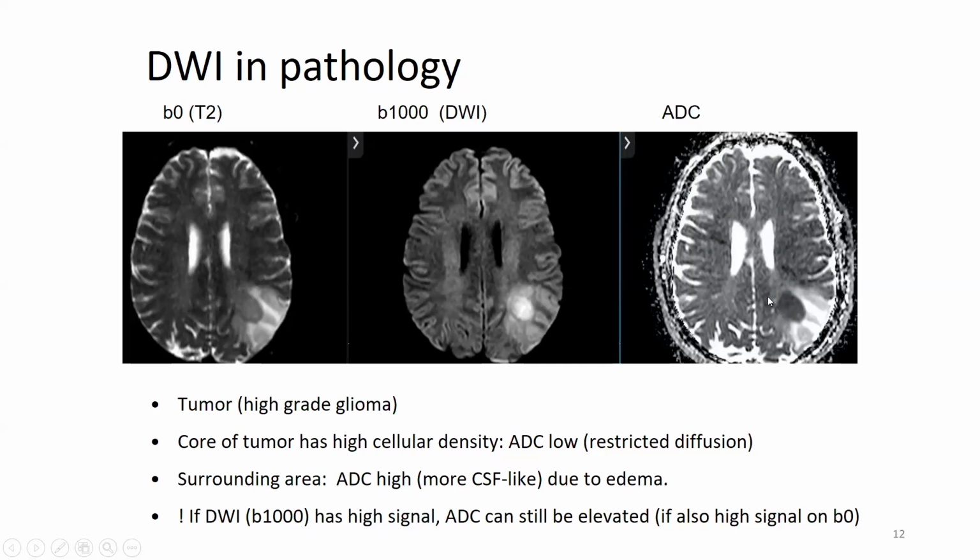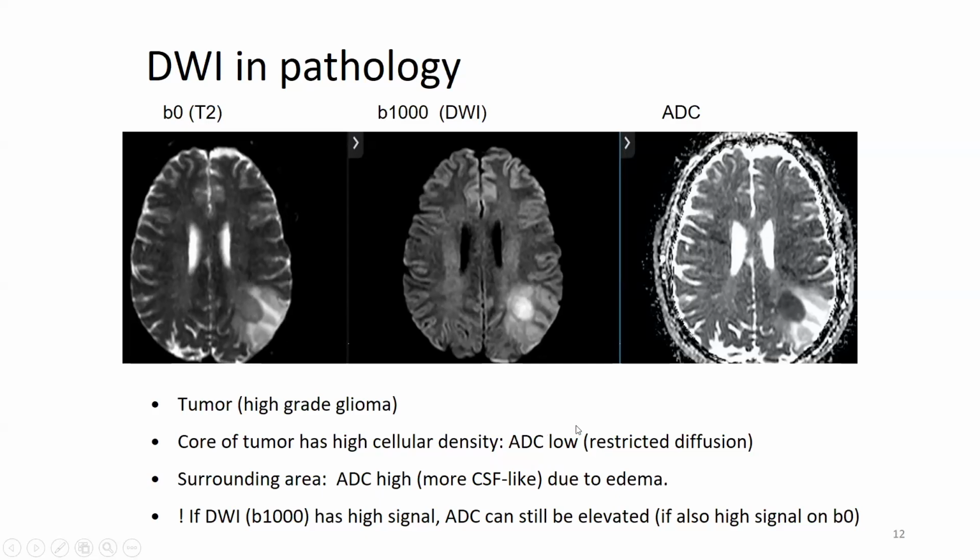What does a low ADC mean? Can the water molecules diffuse freely, or are they restricted? They're restricted. And that's because in the core of the tumor there's a very high cellularity, so there are lots of cells growing, so the cellularity is so high that the water molecules can hardly move anymore. So in this case, we start with maybe a lower signal, but it's really restricted and the ADC is low. So we have a low ADC because of restricted diffusion.